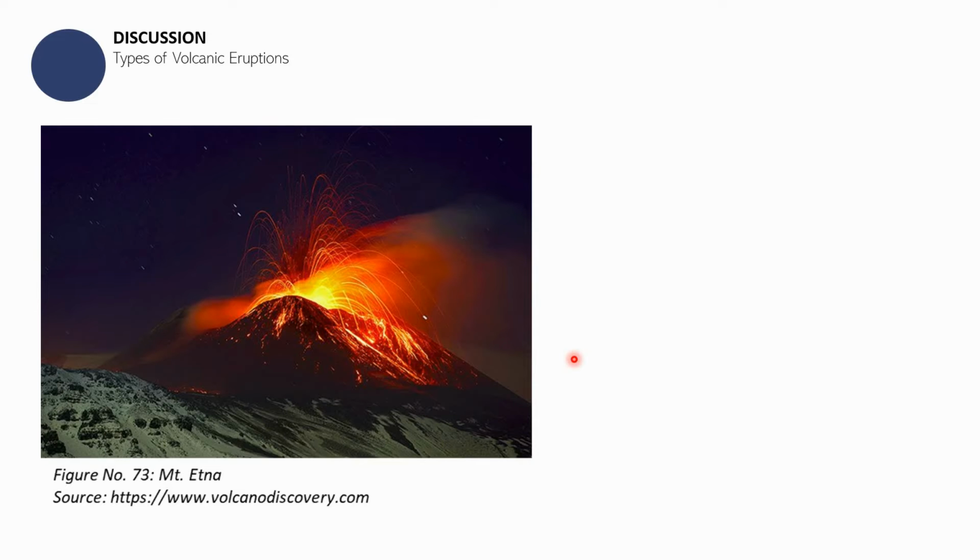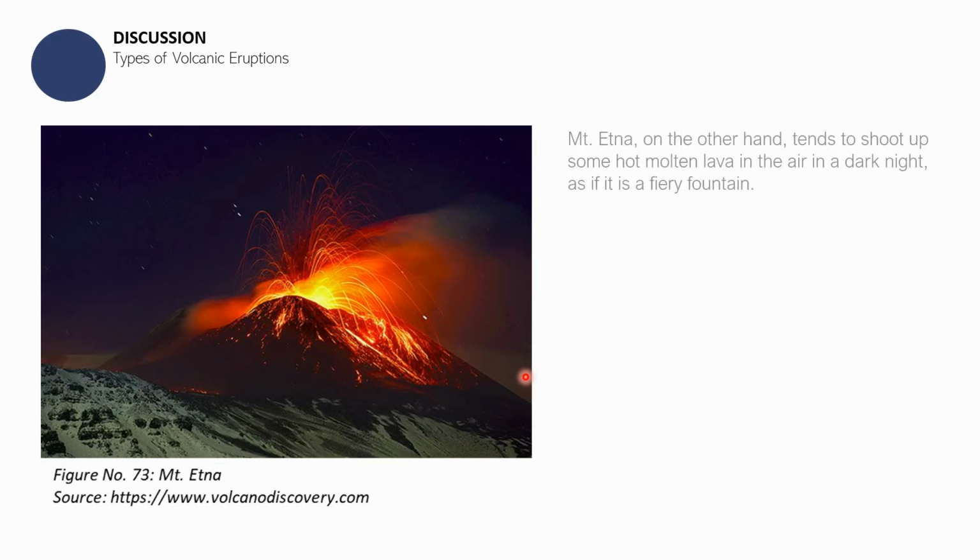The second kind of volcano in this discussion is Mount Etna. You may observe that it has a sort of fireworks display here. So this is Mount Etna. Those are blasts, random blasts. Mount Etna, on the other hand, tends to shoot up hot molten lava in the air in the dark night, as seen in this photo, as if it is a fiery fountain.